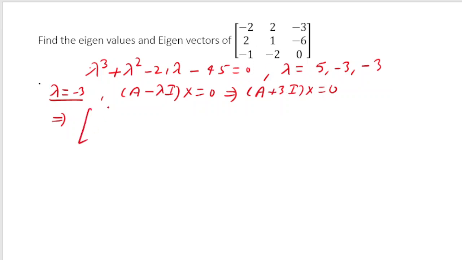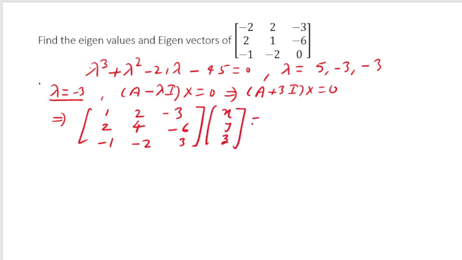So if I add 3, I will get 1, 2, minus 3, and here I will get 2, 1 plus 3, so 2, 4, and minus 6, and then minus 1, minus 2, and 0 plus 3 is equal to 3. And here we have the eigenvector x, y, z is equal to 0.